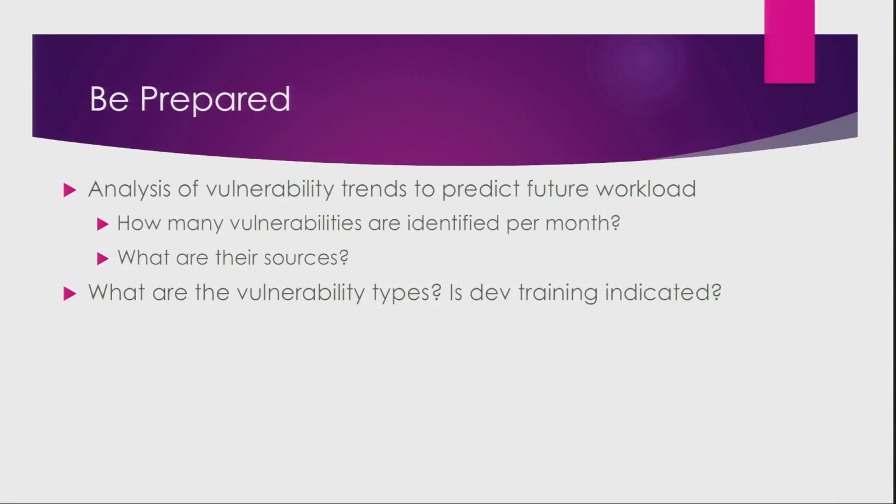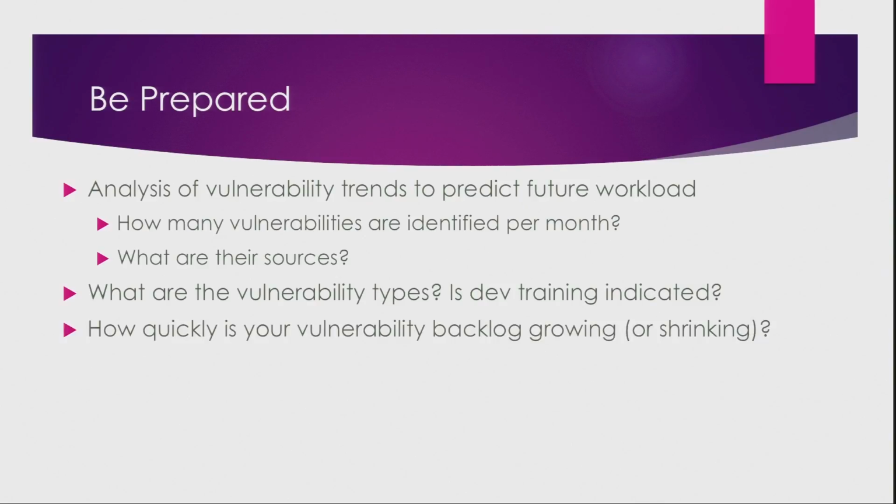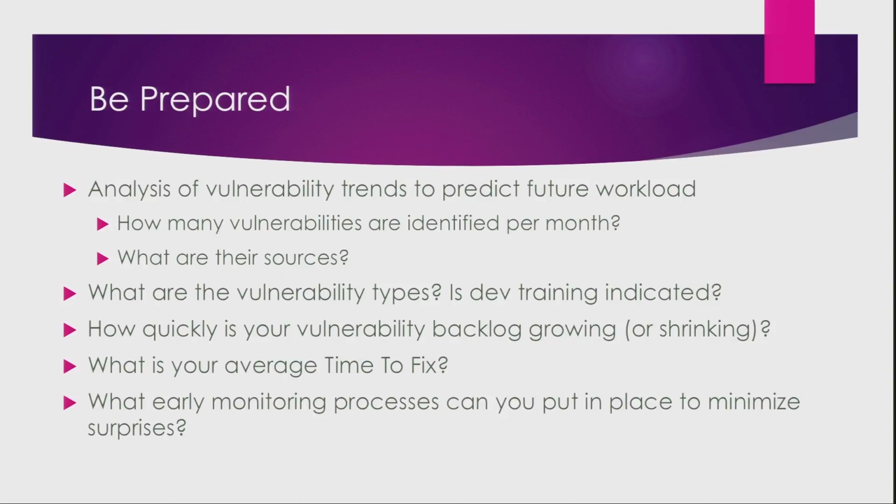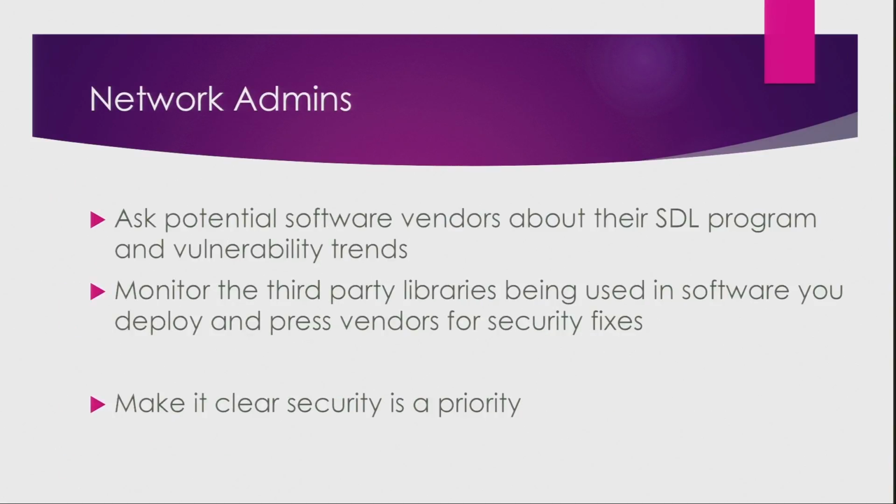Are you consistently seeing the same kinds of vulnerabilities? Is there maybe a need for more training in dev? Is your vulnerability backlog growing or shrinking? And what's your average time to fix? And are there early monitoring processes you can put in place? Or something I didn't put on the slide, can you sandbox those libraries in a way to mitigate risk? So you're still using it, but maybe not giving it full root access to your application. Oh, low friction ways to reduce risk, there it is.